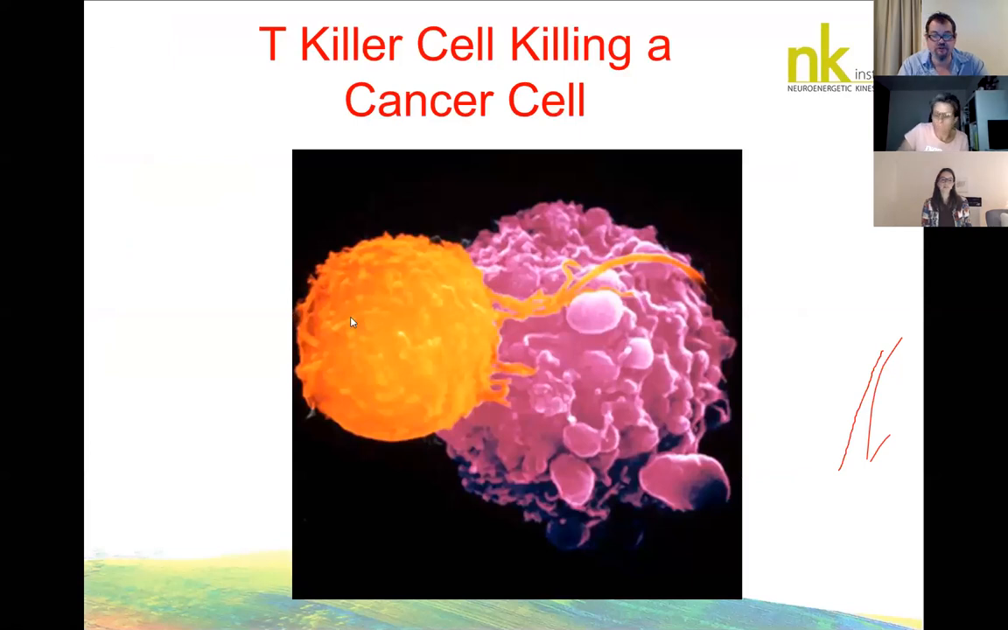And so here's a picture of a T killer cell. They lock in there and then they inject the cell-killing hormones that just kill the cell. Okay, so that's the adaptive immune system.